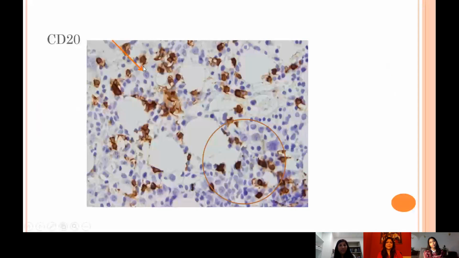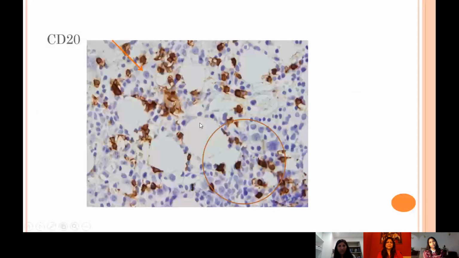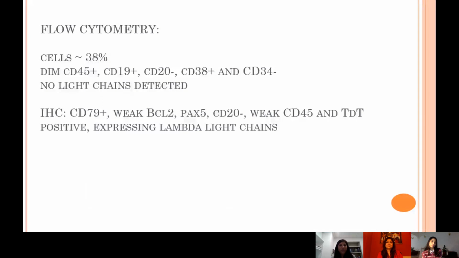CD20 was done, which was actually negative in these bigger cells. As you can see here, these cells are negative. And these cells, again here, they have open chromatin, prominent nucleoli, and they are negative for CD20. Background CD20 is positive in few of the B cells.